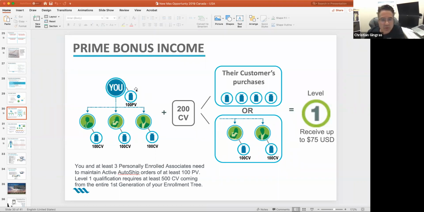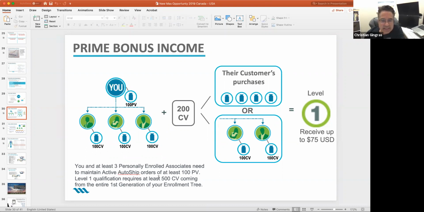And of course, that is you yourself ordering your 100 PV. PV stands for personal volume, and CV stands for commissionable volume. This is the commission that you are getting paid based on their personal order. For them, they see PV. You see their CV. So this will be converted into money for you.